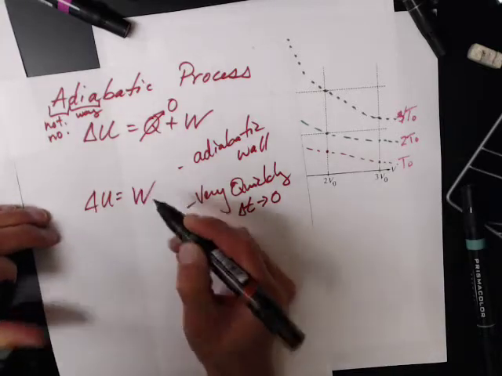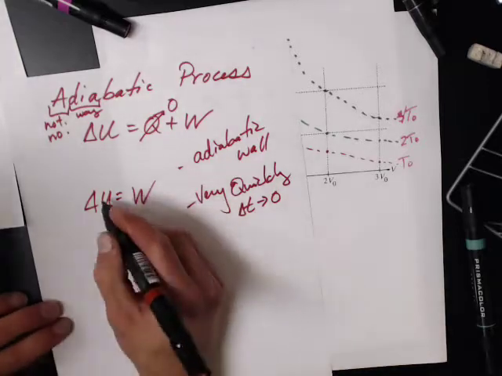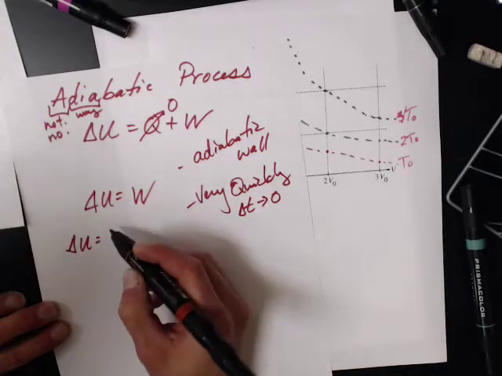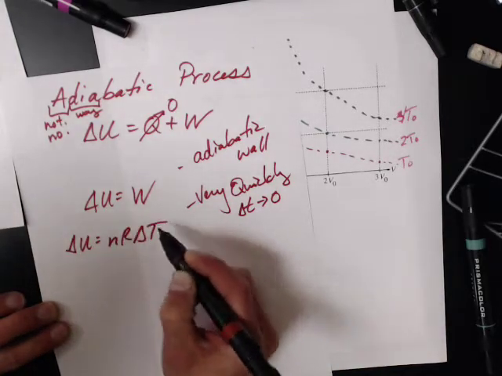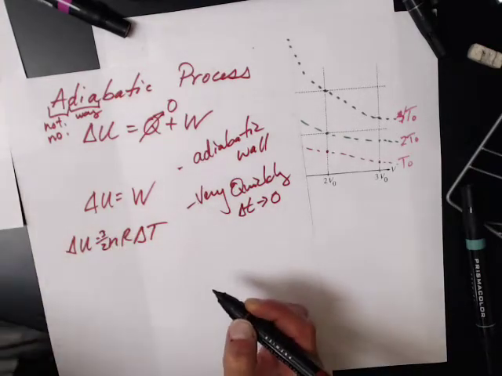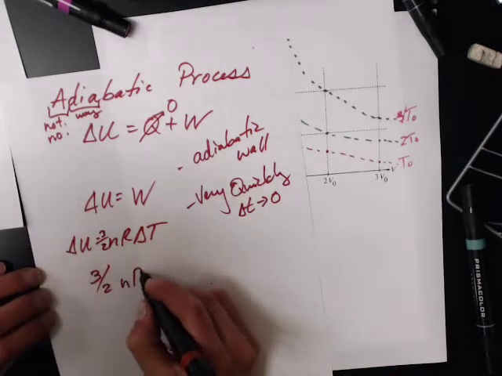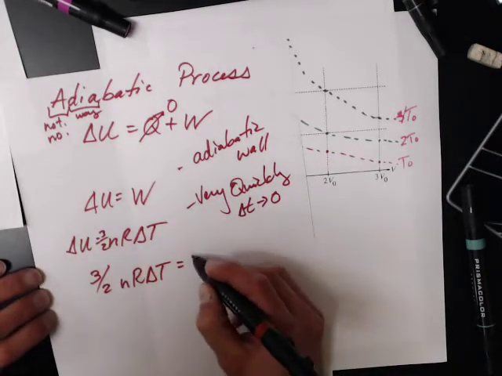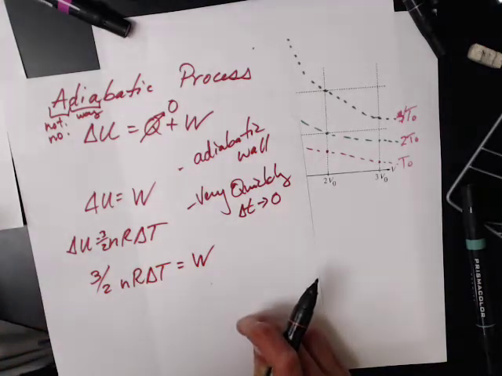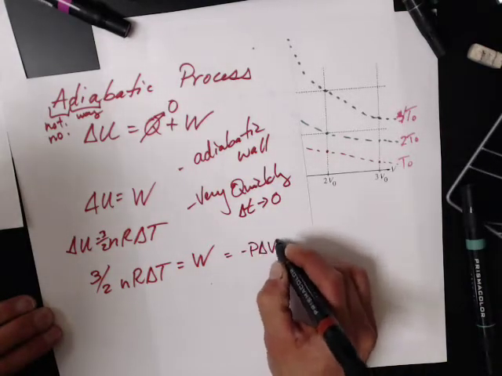So the change in energy is going to be the amount of work that's done on that system. But change in energy is also, I'm sorry, 3 halves nR delta T, there we go. 3 halves nR delta T is the total amount of energy. That's how much work there is. So 3 halves nR delta T is going to equal how much work is done. But notice that's also negative P delta V.